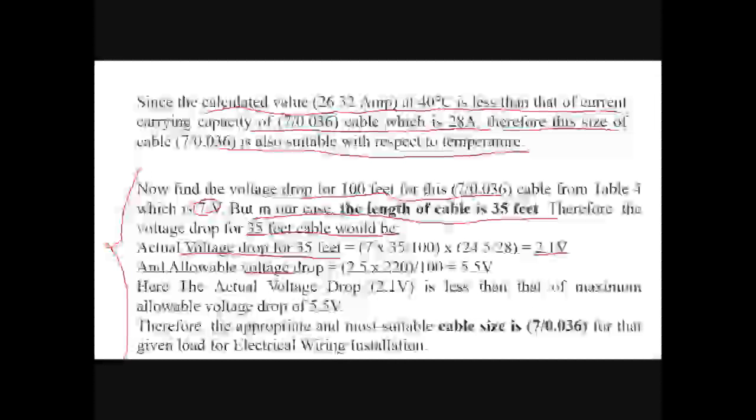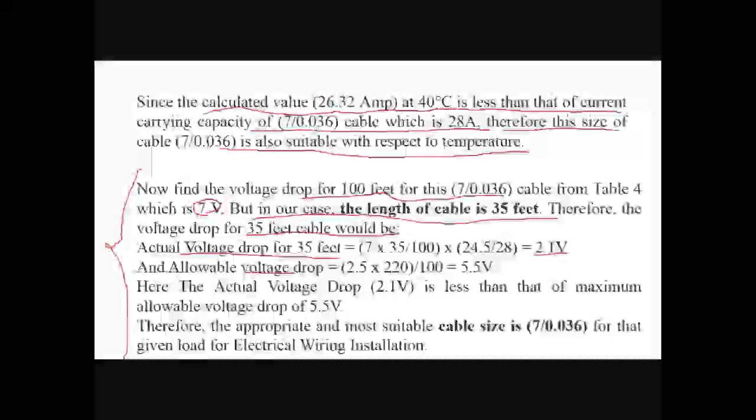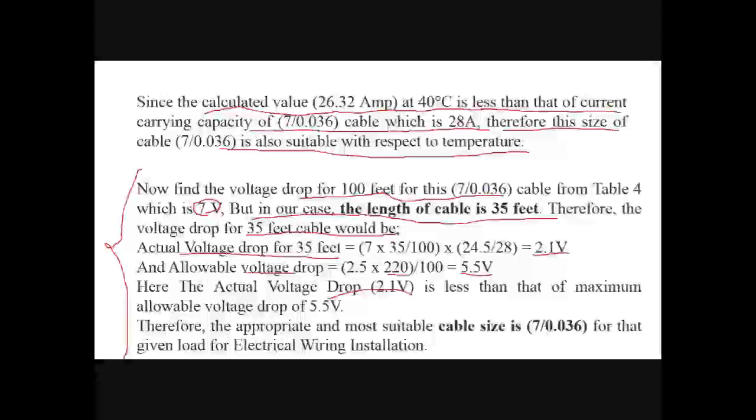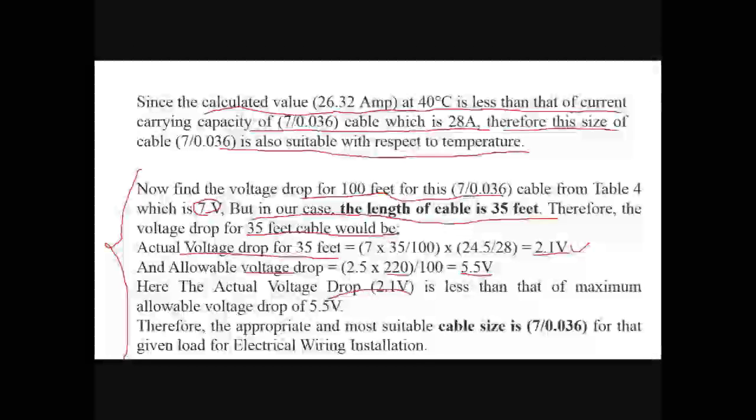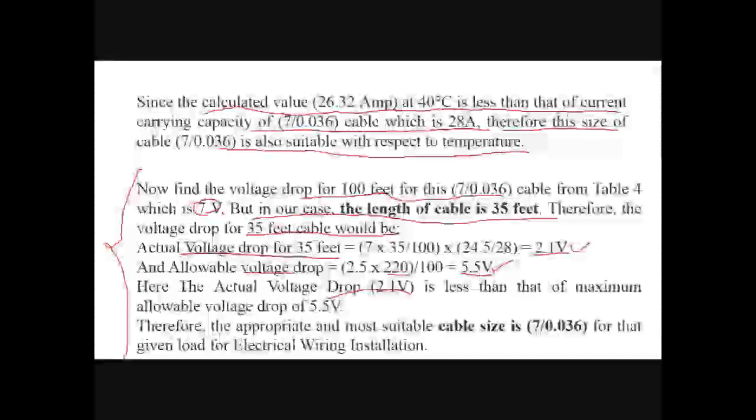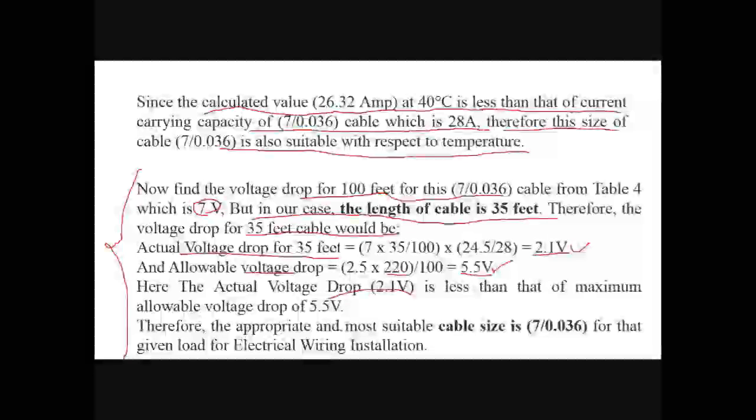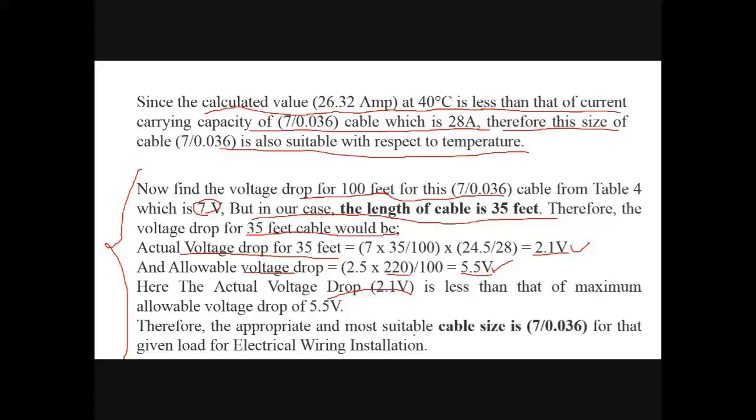Now the allowable voltage drop. I have to consider 2.5% of 220, the voltage I have, divided by 100, which comes as 5.5 volt. Here the actual voltage drop is 2.1 volt. This is the actual value from our calculation, which is less than the maximum allowable voltage drop of 5.5 volt, which is our maximum voltage drop.